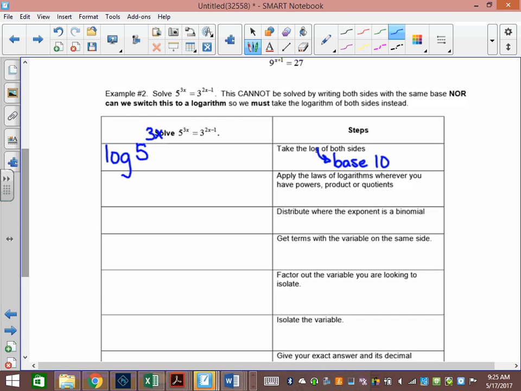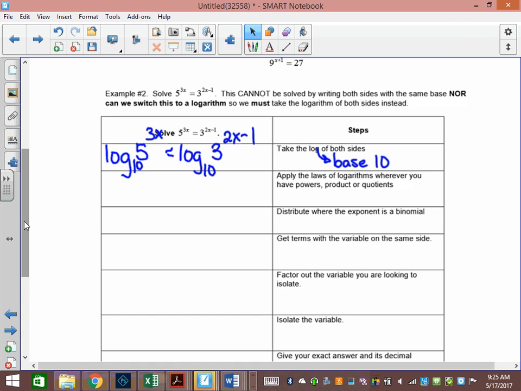Okay? So log base 10 of 5 to the 3x equals log base 10 of 3 to the 2x minus 1. Honestly, if everyone remembers to take the log base 10, most people can do this question. That is the error. 90% of the time, people put it as the base and they get it wrong, right? You're never gonna come back from that mistake. So base 10 it.